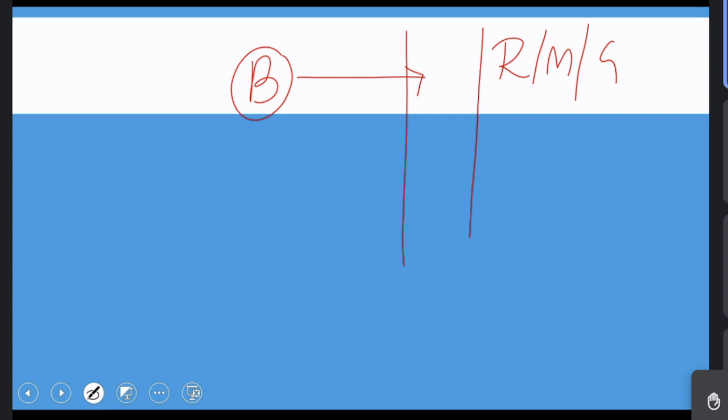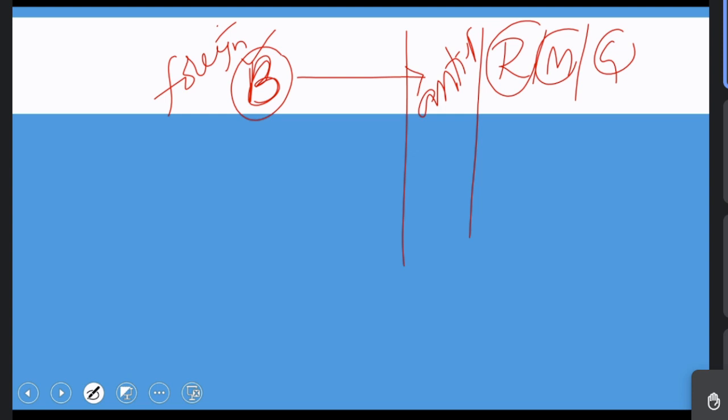So likewise, for this rat or monkey or guinea pig, B antigen is a foreign antigen. It is not itself antigen. Whenever foreign antigen enters, what does it do? It produces antibodies. Antibodies against what? Antibodies against B. So this individual will produce anti-B antibodies.